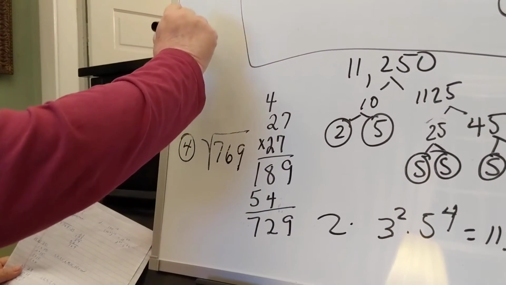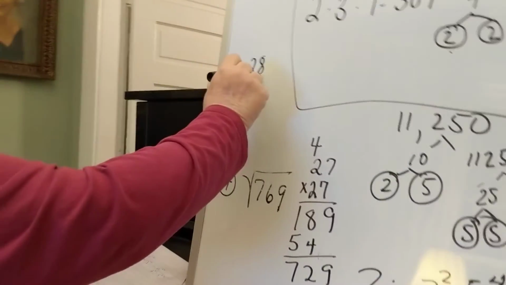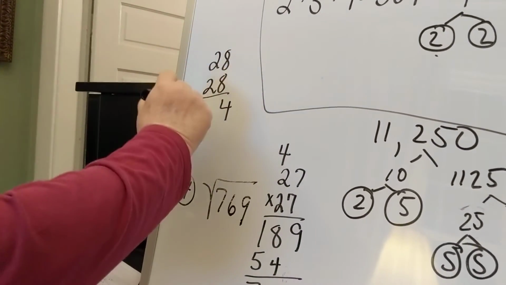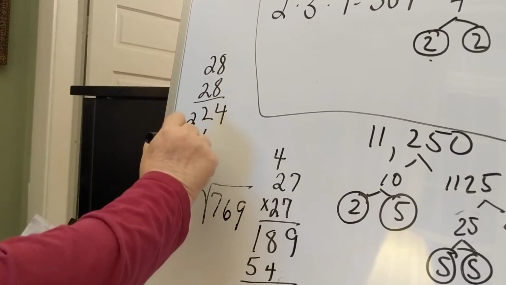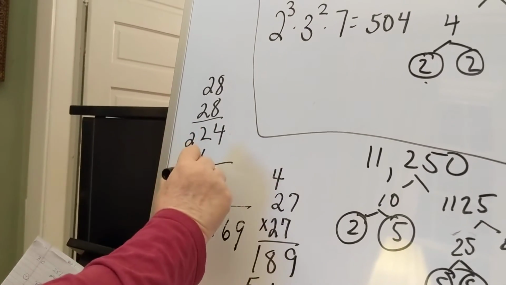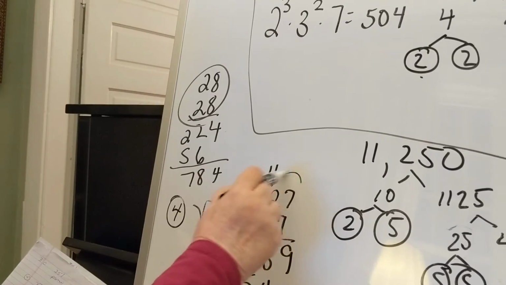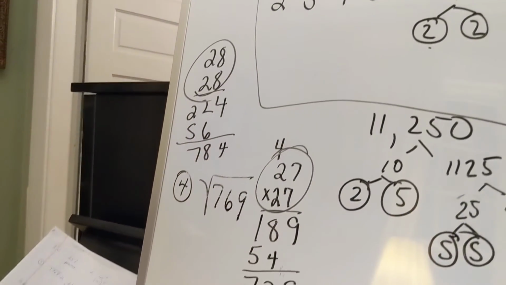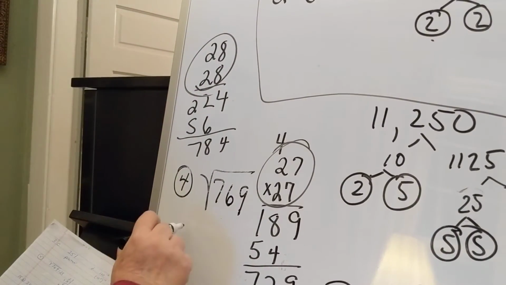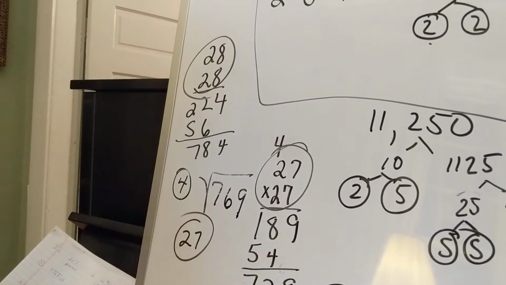Let's try 28 and see if we have too much. 4 and that's 22. That's 784. So 28 is too much. 27's not enough. So it's 27 point something. So our largest whole number would have to be 27.